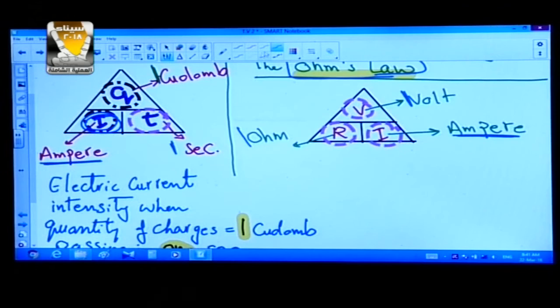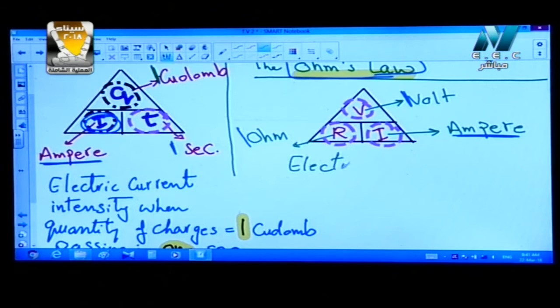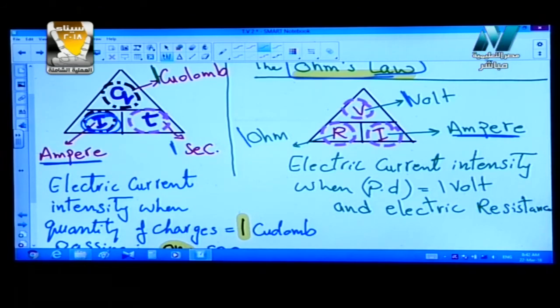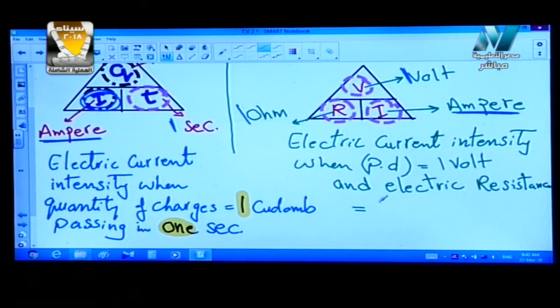Let's write it. Ampere according to Ohm's law: I say it is electric current intensity when potential difference equal 1 volt and electric resistance equal 1 ohm.